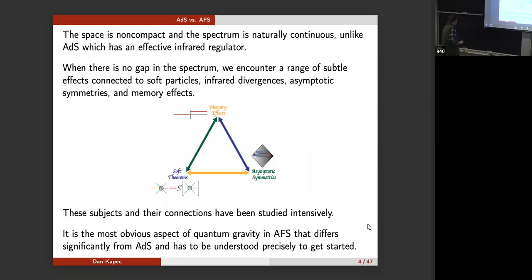Okay, so the next important qualitative difference is that because this space is non-compact in a very important way, the spectrum is naturally continuous, unlike anti-de Sitter space, which has an effective infrared regulator and a discrete spectrum. And when you don't have a gap in the spectrum, you immediately encounter a range of very subtle, sometimes confusing infrared effects connected to soft particles, infrared divergences, memory effects, and asymptotic symmetries. These subjects have been studied intensively in the last couple of years. They have very interesting connections between each of the corners of that triangle of ideas. And the reason that so much ink has been spilled on these topics is because it's the most obvious aspect of quantum gravity in asymptotically flat space that differs significantly from anti-de Sitter space. It really has to be understood precisely to even get started in this subject.